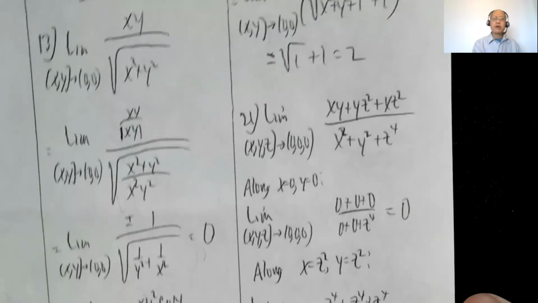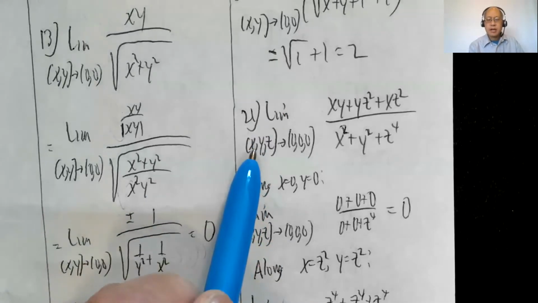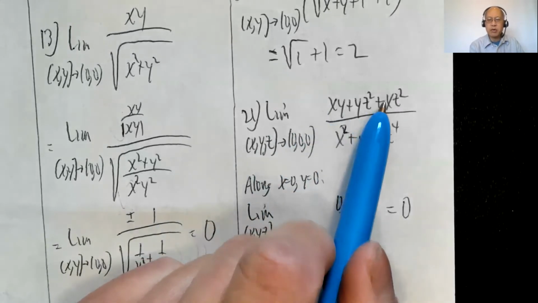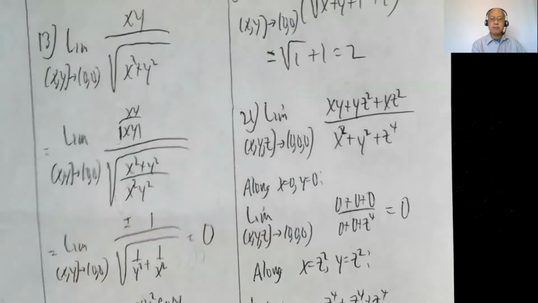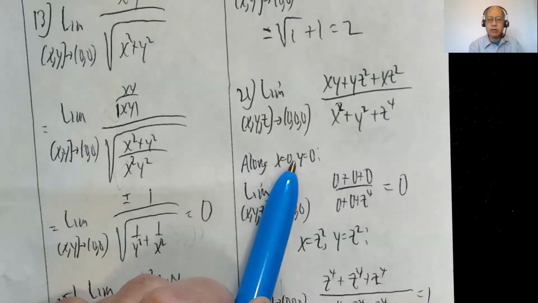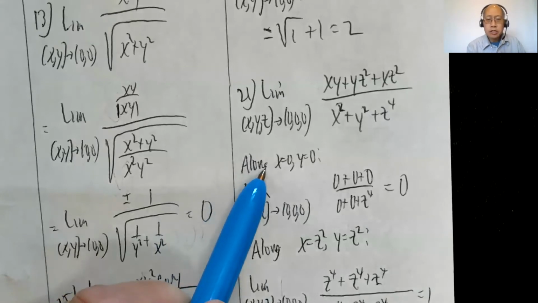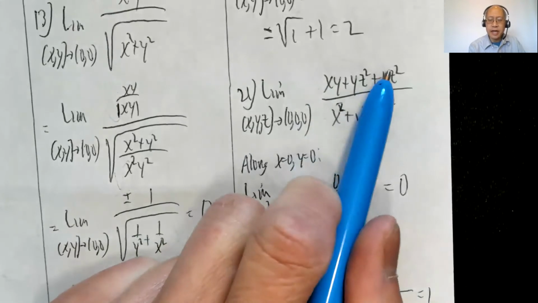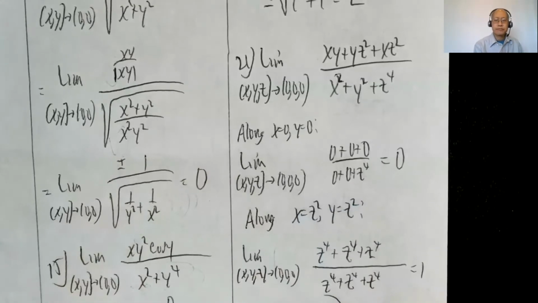All right, and then number 21, you have a function of 3 variables, x, y, z approaching 0, 0, 0: xy plus yz squared plus xz squared over x squared plus y squared plus z to the 4th. So I decided to come along x equals 0 and y equals 0, might as well make things as easy as possible. So pretend x and y are both 0. That's gone, that's gone, that's gone, that's gone, that's gone. So I basically have 0 over z to the 4th, which is 0.